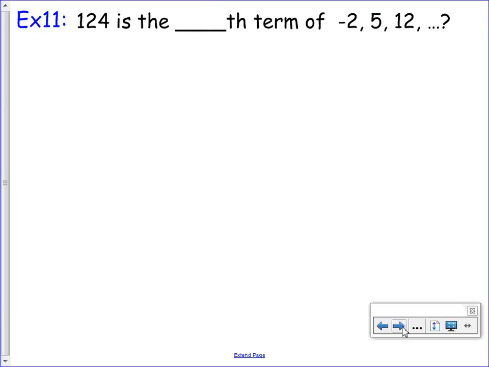Almost there. Two more. What do you know? What do you know? I like it. I like it a lot.